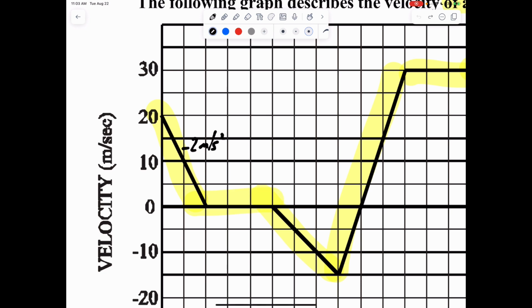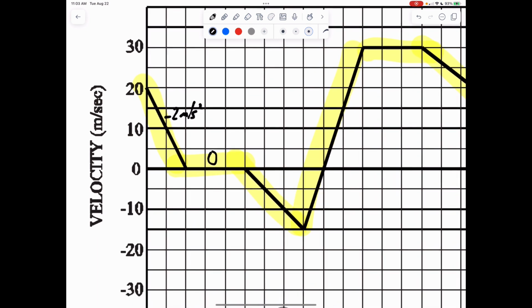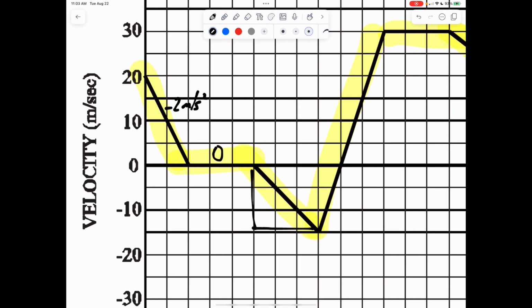This is the slope of a horizontal line. That would be 0. This slope here looks like we're going down 15 over 15. That one's nice and easy. That one would be -1.